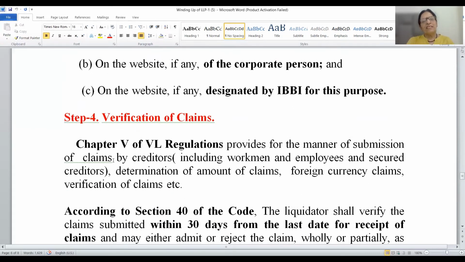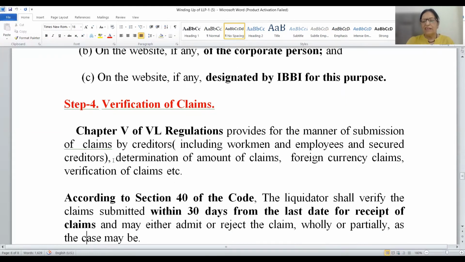So after all these steps, the next step is verification of claims. By this time the creditors have submitted their claims, and now the claims are to be verified by the liquidator. Liquidator has to verify their claims.